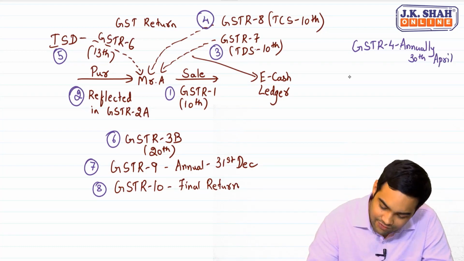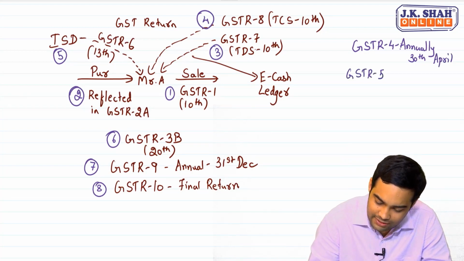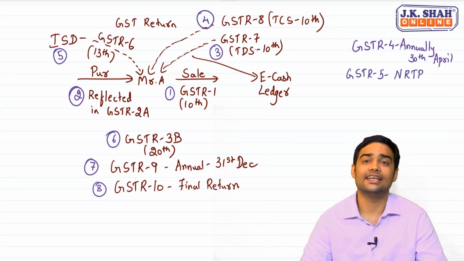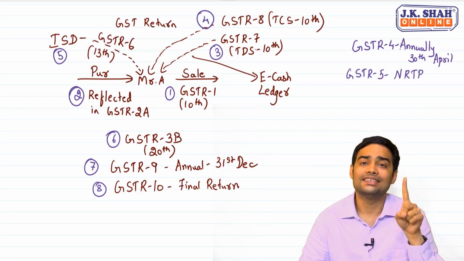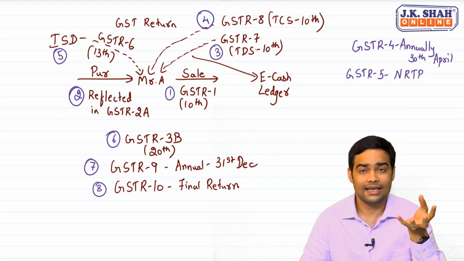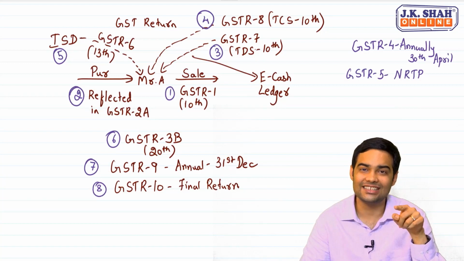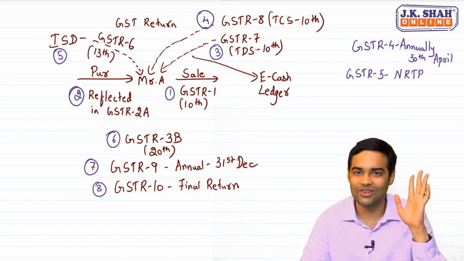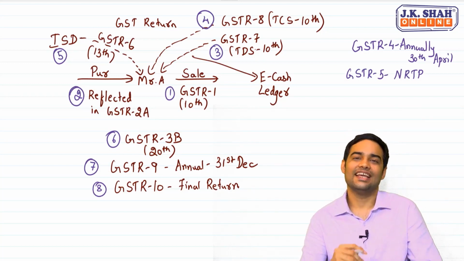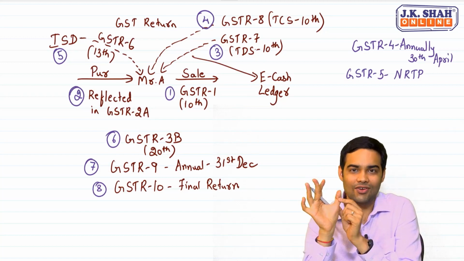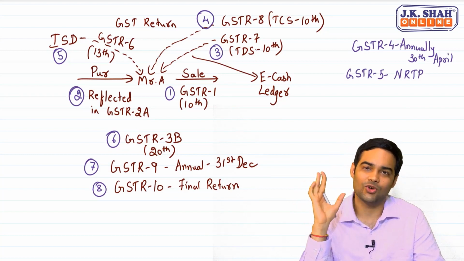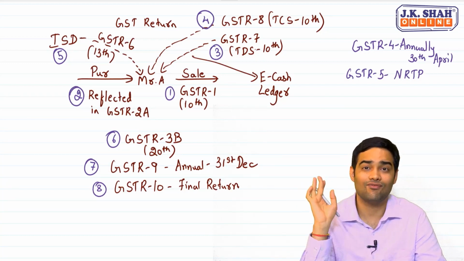Who files GSTR 5? GSTR 5 is to be filed by NRTP, non-resident taxable person. The due date is 20th of the next month or 7 days from the last day of valid registration, whichever is earlier. See, he might run away. So say suppose he has taken registration for 5 days. So from the 5th day, you will start counting 7 days. Once 7 days end, he has to file return before that 7 days. So GSTR 5.